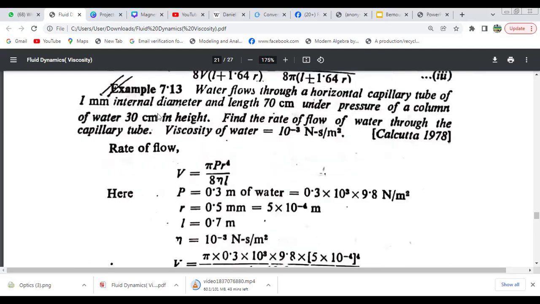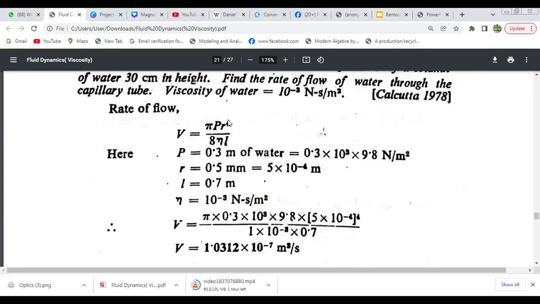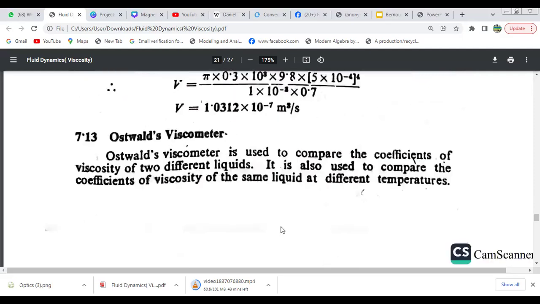Now some applications. Water flows through a horizontal capillary tube of 1 millimeter internal diameter and length 70 centimeter under a pressure of a column of water 30 centimeter in height. Find the rate of flow of water through the capillary tube. V equals pi P R to the power 4 divided by 8 eta L. So pressure equals 0.3 meter of water, R equals 0.5 millimeter, L equals 0.7 meter. It equals this Poiseuille, this is the coefficient of viscosity, and V can be calculated.